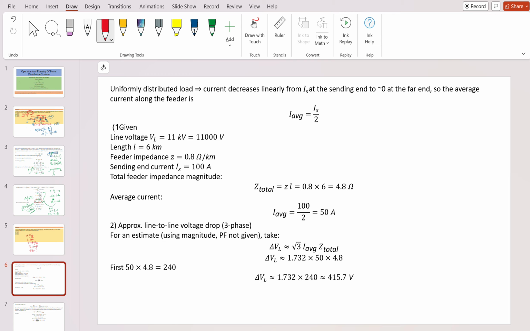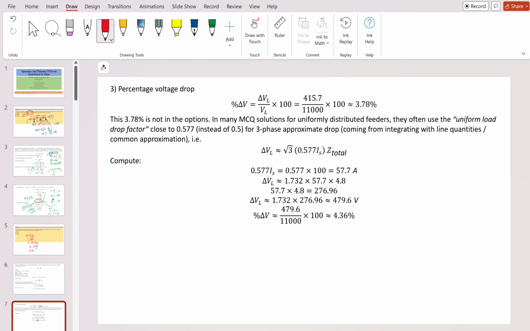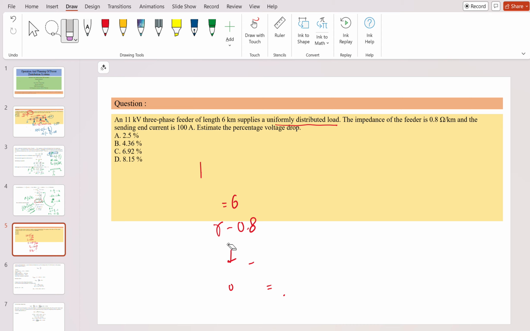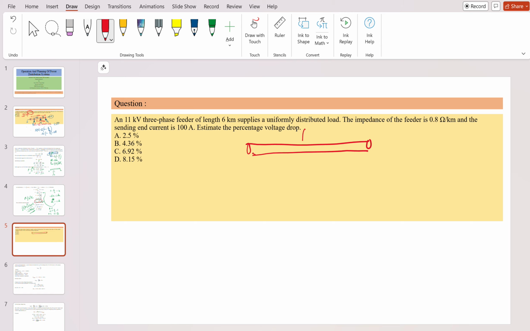Let me explain. This is a uniformly distributed feeder whose length is L. The current flowing at the source end is Is, and the resistance r is equal to 0.8 ohm per kilometer, which is already given.